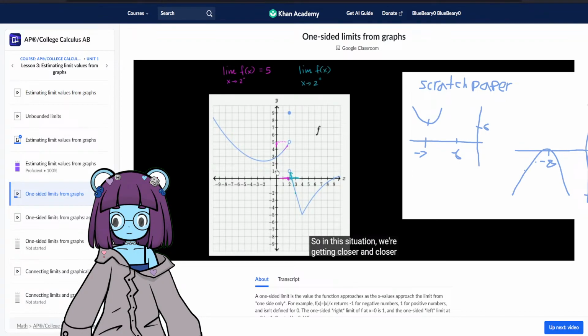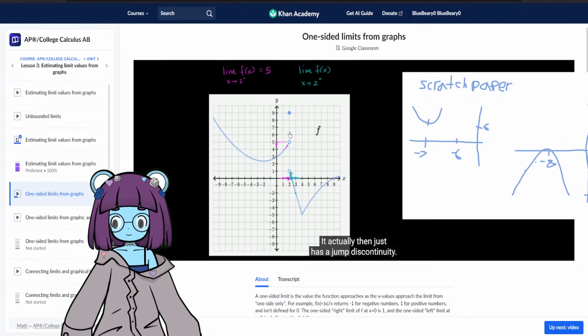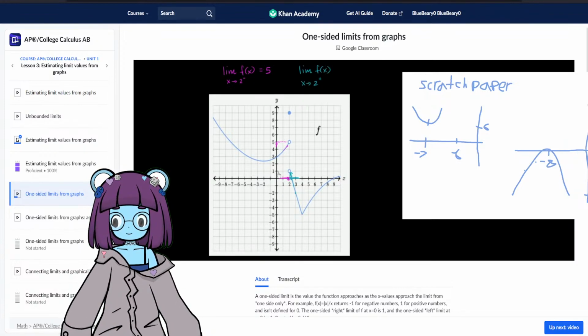So in this situation, we're getting closer and closer to x equals 1. So when it approaches from the right, approaches 2 from the right side, which is the positive superscript, it equals 1 on this graph.